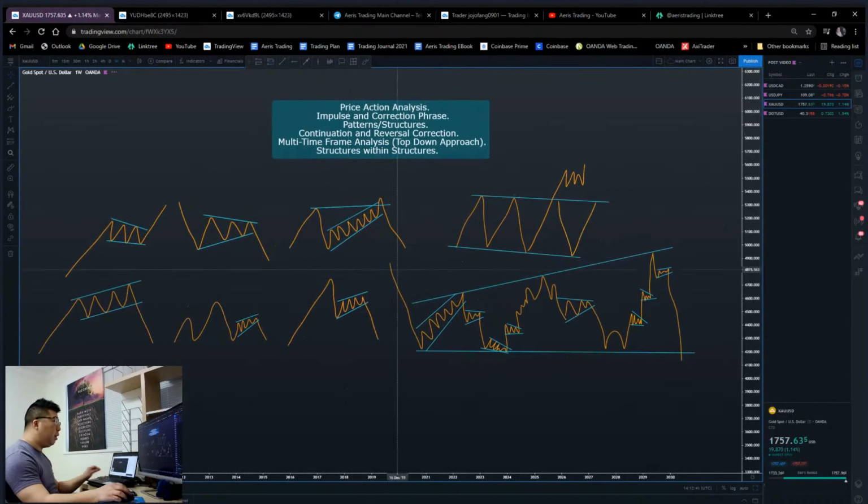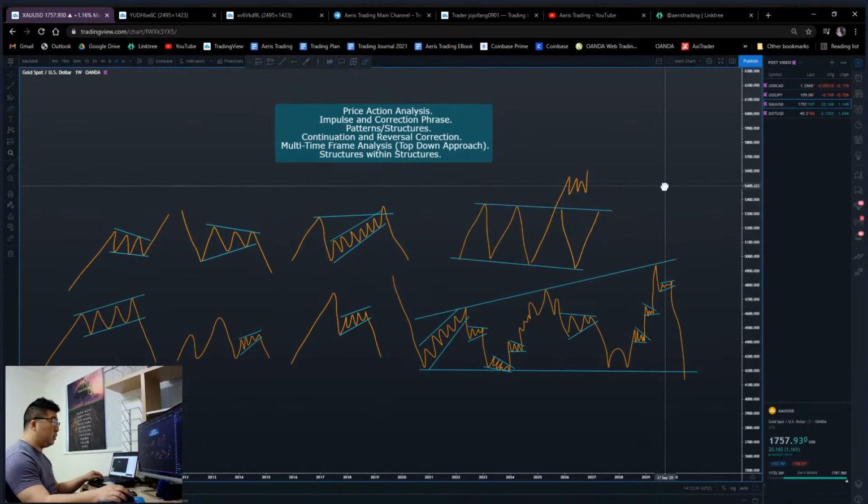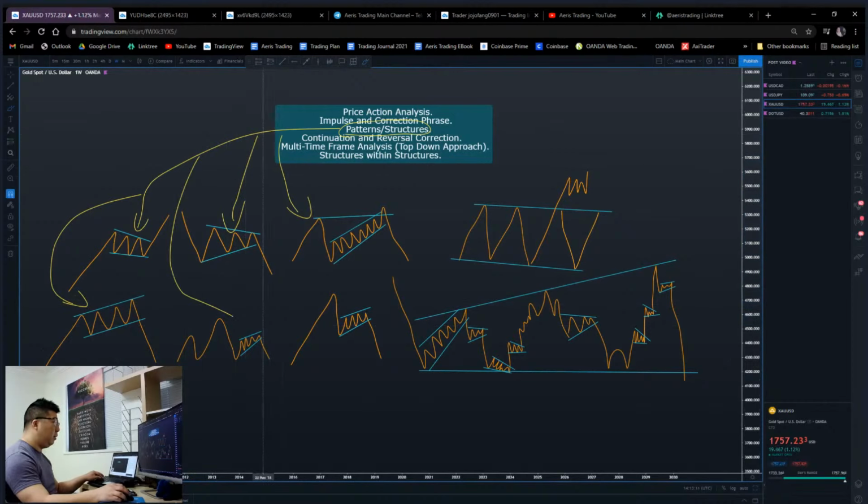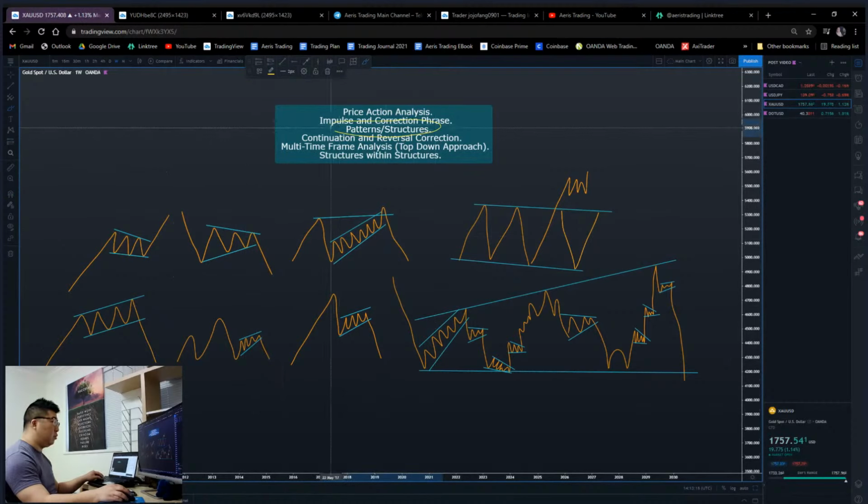So when we talk about patterns and structures, this is the more important part now. We are familiar with impulse and correction that we just went over. But the key to price action analysis is identifying what pattern it's in, right? When we say patterns and structure, we're really just talking about the correction itself. You often hear me say correction, structure and pattern, they're really all the same. Corrective structure, corrective pattern, they're really all the same. And the most important part is to identify what pattern and structure it's doing.